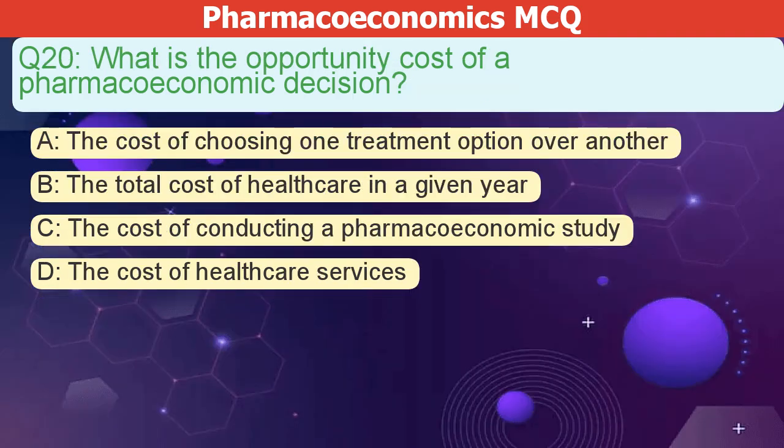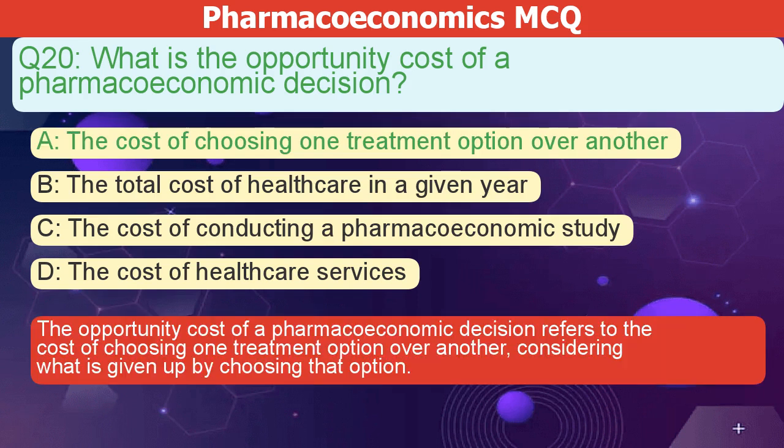What is the opportunity cost of a pharmacoeconomic decision? A. The cost of choosing one treatment option over another. B. The total cost of healthcare in a given year. C. The cost of conducting a pharmacoeconomic study. D. The cost of healthcare services.